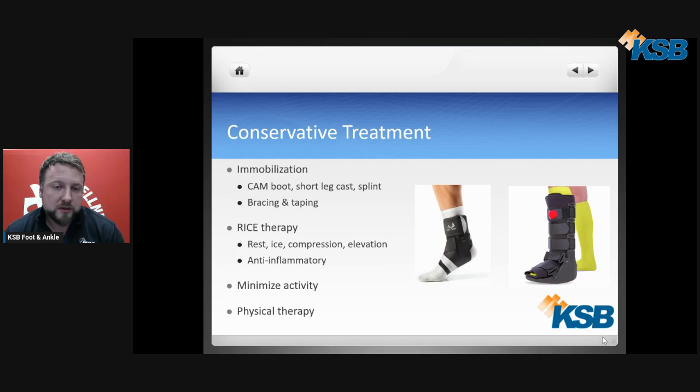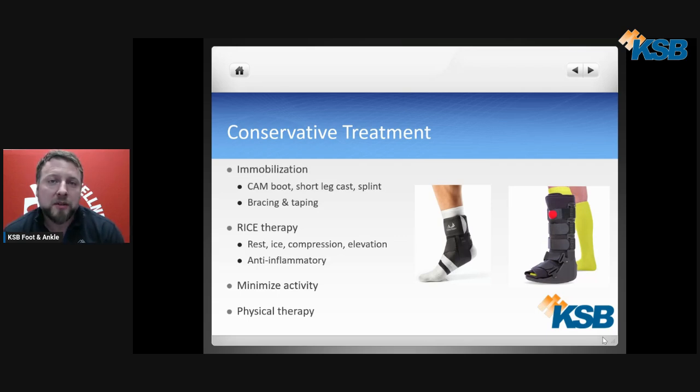RICE therapy, which involves resting, icing, compression, and elevation, can be helpful alongside use of anti-inflammatory when appropriate. And then we really try to minimize activity, and this period may go for approximately 1 to 2 weeks until we start feeling better, and then we increase our activity again. And then other conservative option is physical therapy.